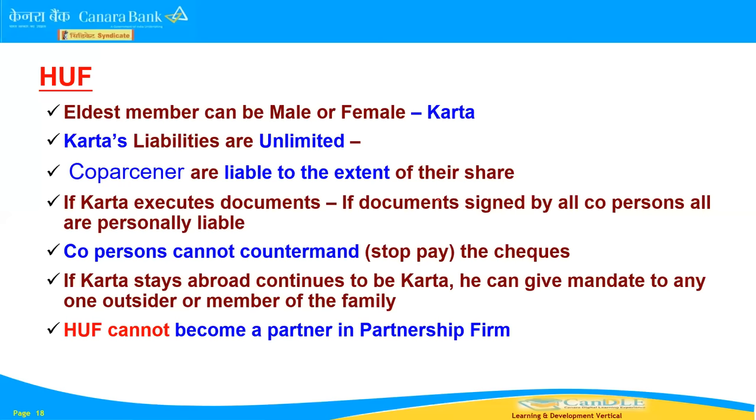If Karta executes documents and the documents are signed by all co-parceners, then all are personally liable. If only Karta executes the document, Karta is fully, unlimitedly liable, and co-parceners are liable only to that extent. If everybody has executed documents, everybody is liable. That is the reason we always take the signature of Karta and co-parceners also when we are financing an HUF. Other co-parceners cannot countermand the checks.